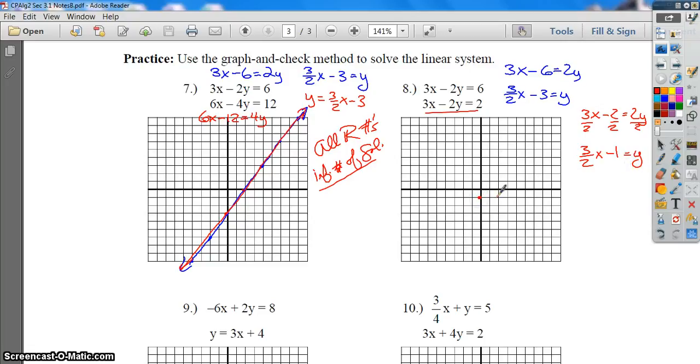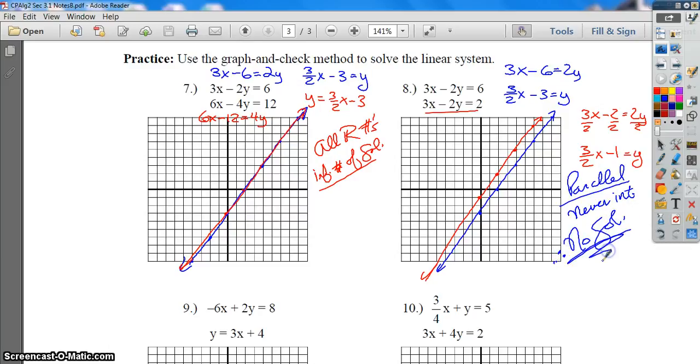So I'm going to graph that one, y-intercept, over 2, up 3, over 2, up 3, over 2, up 3. Draw that line. Here comes my blue one, down 3, over 2, up 3, over 2, up 3, over 2, up 3, and so on. So you can see these lines are parallel, which means they never intersect. Thus, therefore giving you no solutions. Okay, so there's 7 and 8.